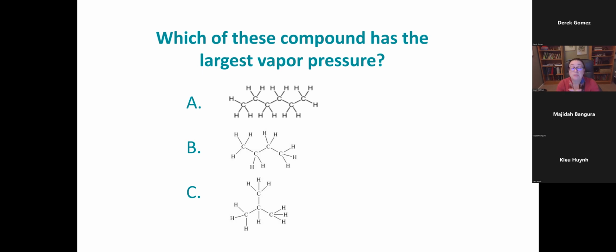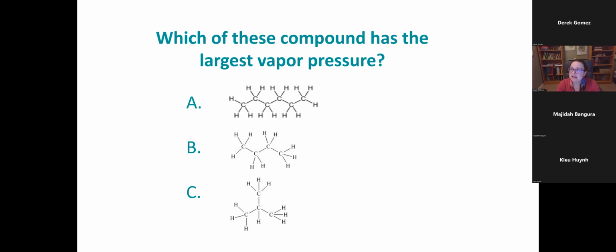So it doesn't matter how they're arranged. If there's no polar bonds, it's going to be overall not a polar molecule. So these do not have dipole forces. All right, that's London dispersion forces. That's all we have left, right? The least or lowest kind of intermolecular force.